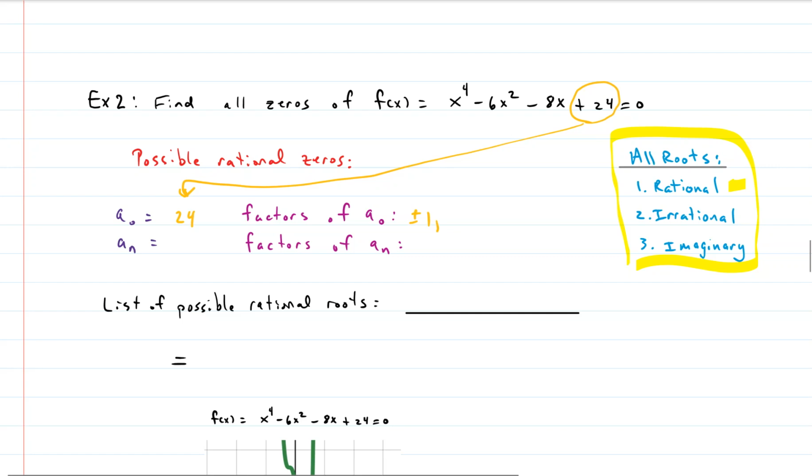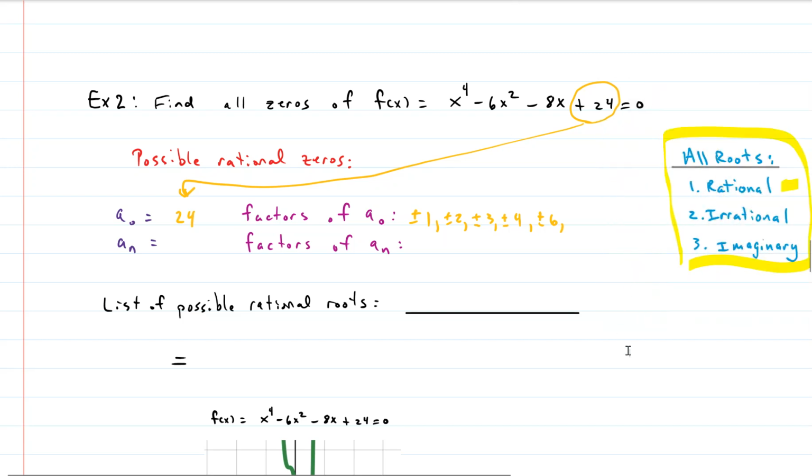Plus or minus 1, plus or minus 2, plus or minus 3, plus or minus 4, plus or minus 6. I might have to move this over a little bit to give myself some more space. Plus or minus 8, plus or minus 12, and plus or minus 24. Oh wow, that was a lot of them, right? Hopefully we don't have to find or check all of those.